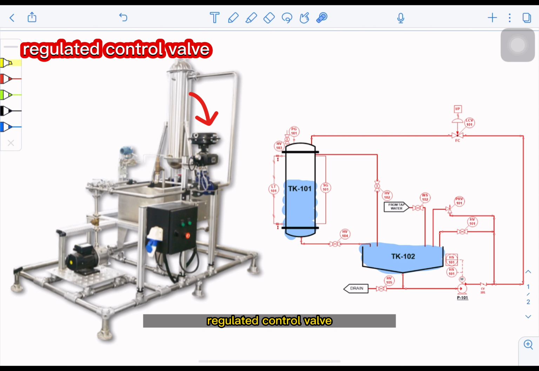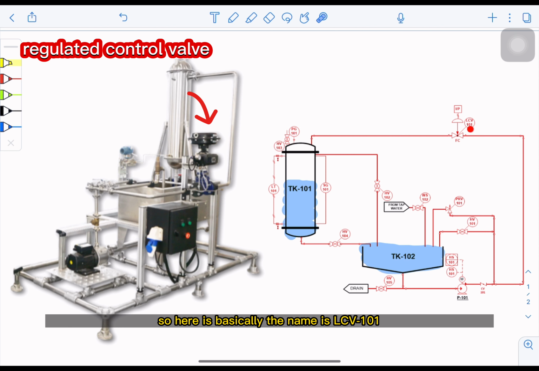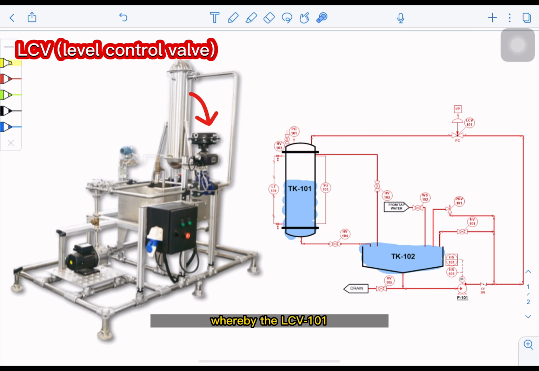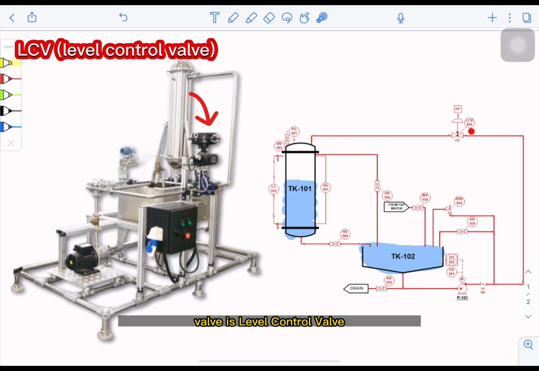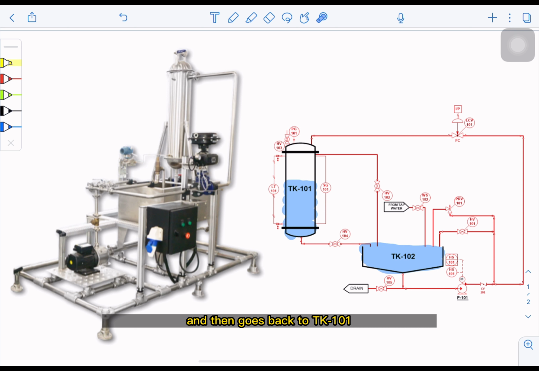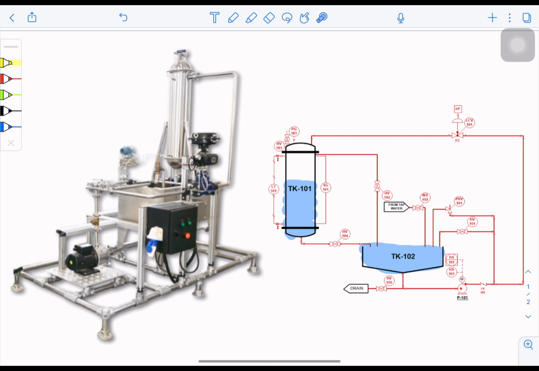Okay, regulated control valve. So here the name is LCV101, whereby LCV101 is the short form or the tag for liquid control valve. Okay, sorry, it's not liquid control valve, it's level control valve. So level control valve, and then it goes back to TK101.